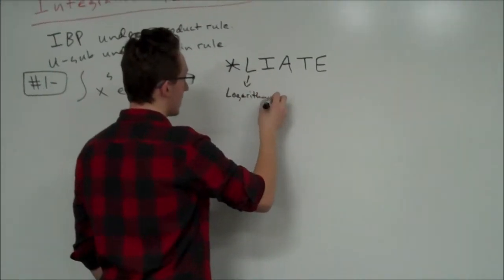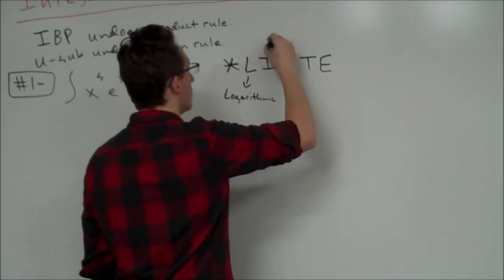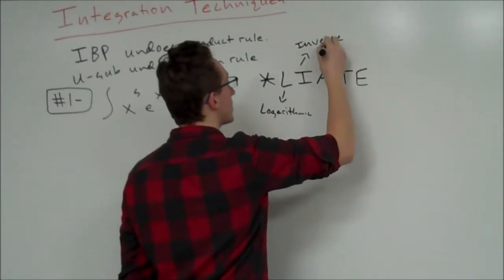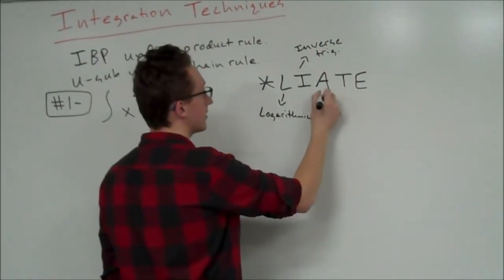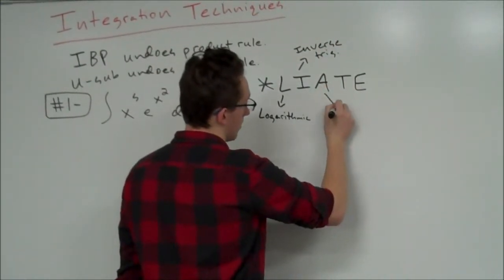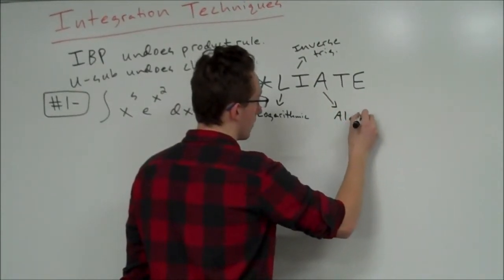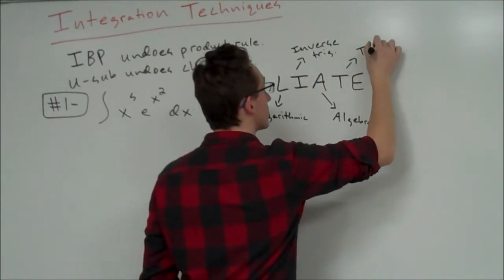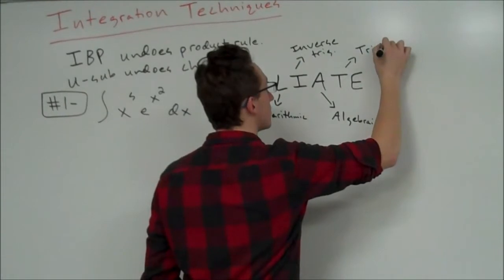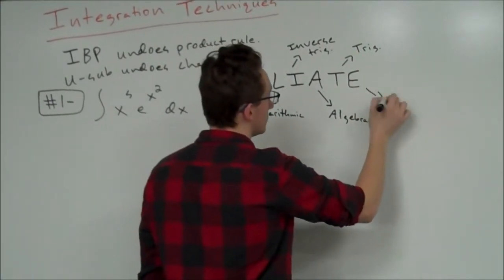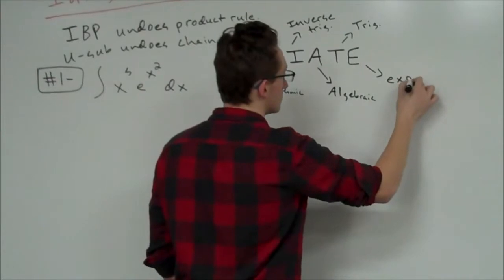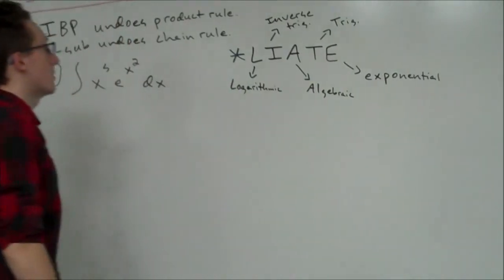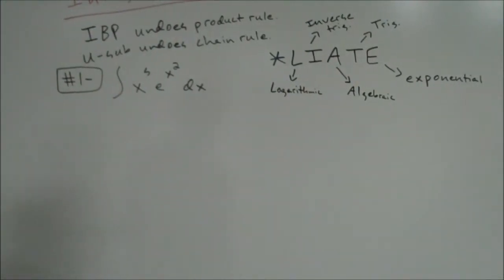So logarithmic, ln functions, or log to any other power. The I stands for inverse trigonometric functions, so tan inverse, sine inverse, cos inverse, etc. The A here stands for algebraic, T for trigonometric, so just your normal sine, cos, tan functions, etc. And then lastly, exponential. So we're going to look at our integrand and we're going to see which type of function occurs first, and then we're going to choose that for u.